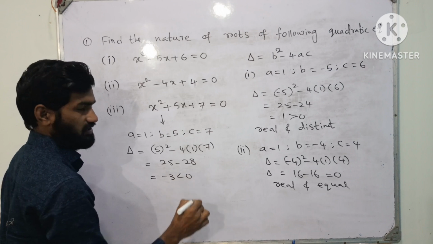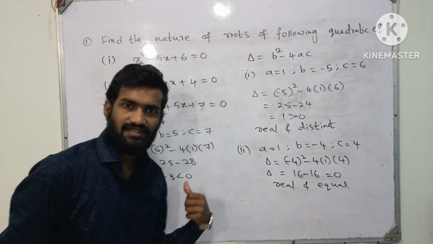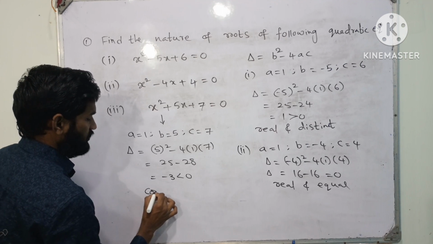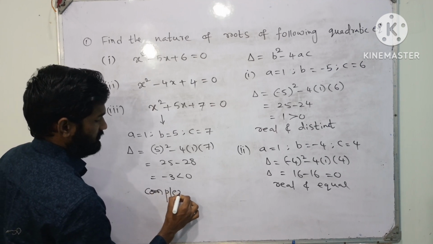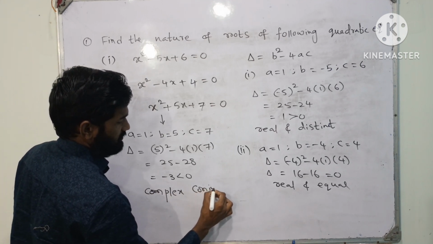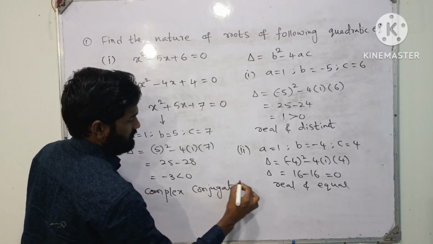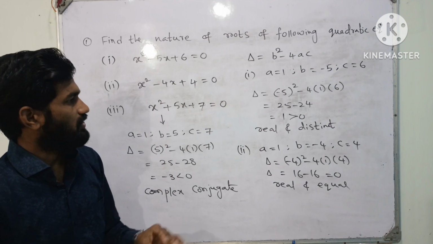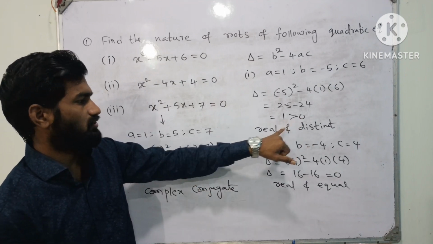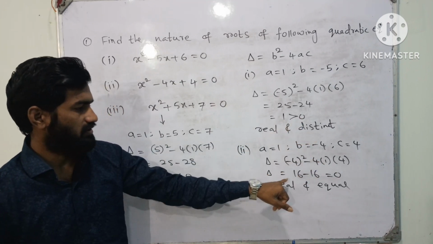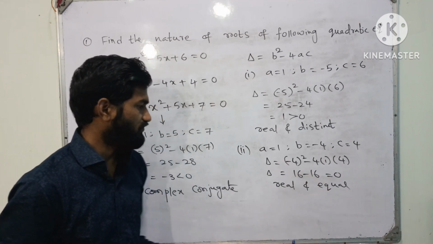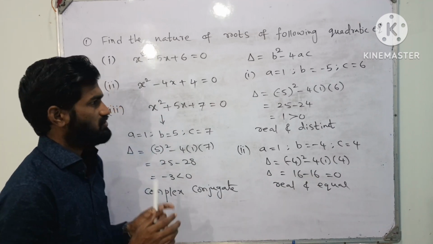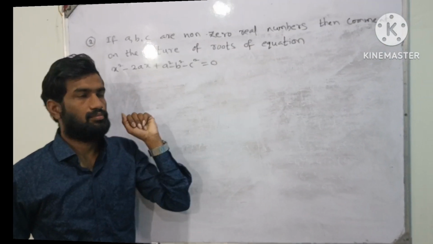We already know minus 3 is less than 0, right? Minus 3 is less than 0. Less than 0 means roots are complex conjugate. Complex conjugate roots we will get. Complex conjugate. Right? I hope you got this one. Okay. If we get discriminant greater than 0, real and distinct. If we get discriminant equal to 0, real and equal. If we get discriminant less than 0, complex conjugate. Okay. Once observe this one, we'll solve the next problem.